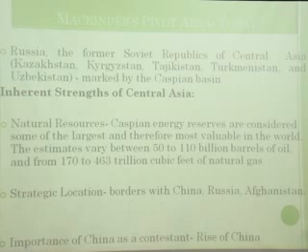We'll also, it will be prudent on our part to examine whether this Central Asian region has the inherent strengths to be a locus for the major powers to concentrate. So when we see this, mainly the natural resources, Central Asia still holds a very large amount of natural resources, and the Caspian energy reserves are considered to be some of the largest and the most valuable in the world. The estimates vary between 50 to 110 billion barrels of oil and from 170 to 463 trillion cubic feet of natural gas.